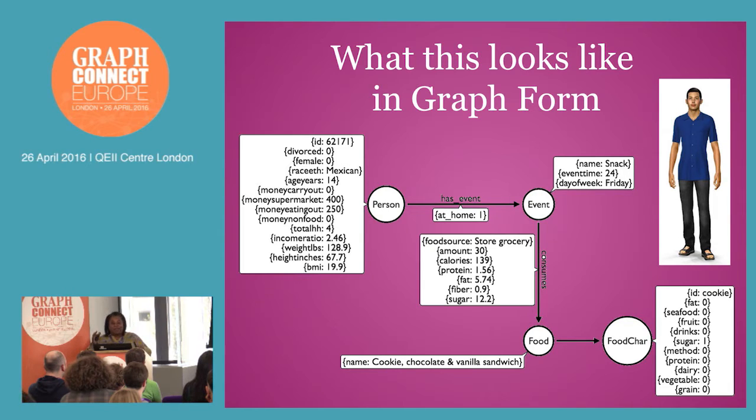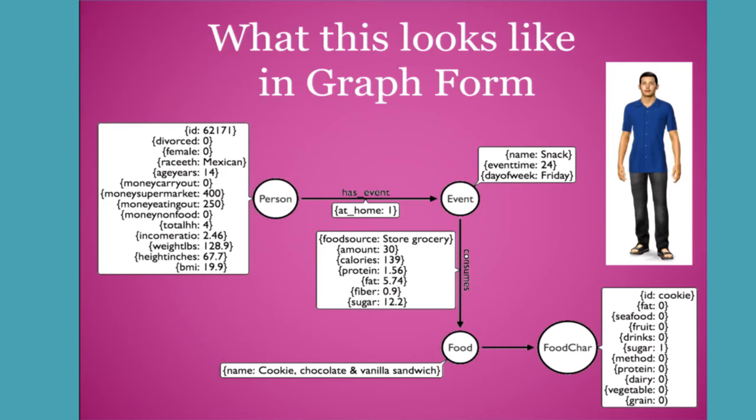I kind of struggled when I first started working with this data. What's the best way to represent it? I felt like eating events got at the concept of how people really do eat. So what you're looking at here is a young man having a midnight snack. His snack is happening at the 24th hour on Friday night, and it's happening at home. The food that he chose or consumed was a cookie that happened to be chocolate and vanilla.